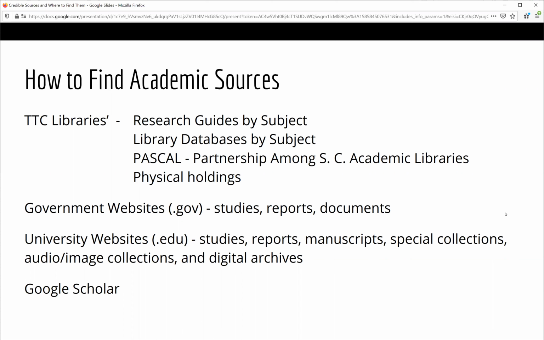If you decide to search for sources online, consider government websites. The URL usually ends with .gov. University websites, the URL usually ends with .edu, and Google Scholar.